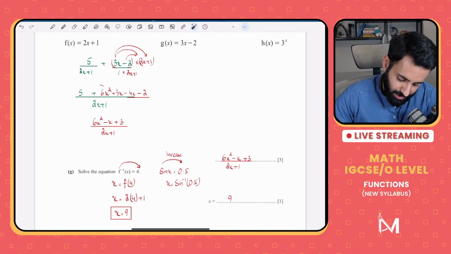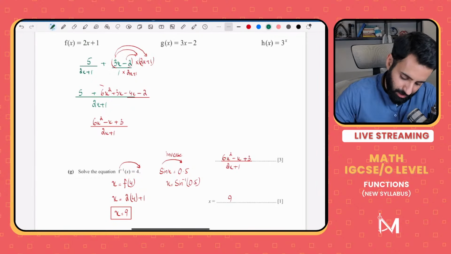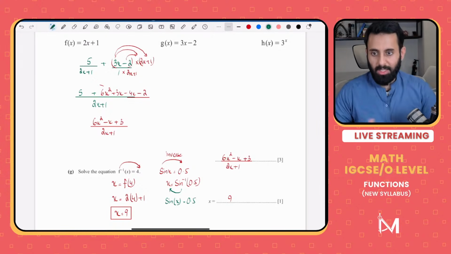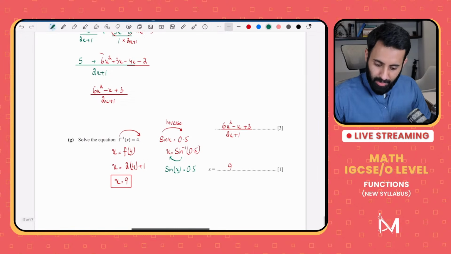For example, if I bring sin inverse back across the equals to sign, then it would simply be sine of x equals to 0.5. Okay, so that's how it works. If you take a function across, it becomes inverse. If you take inverse across, it becomes the normal function. Okay, so use this method.